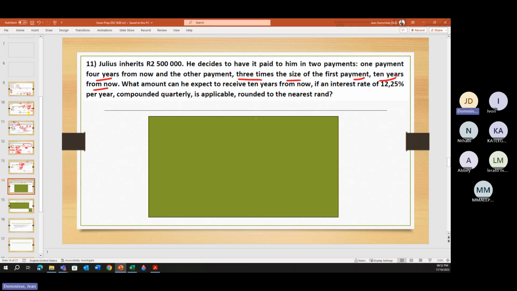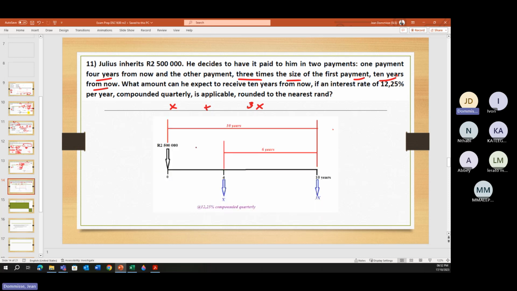It's now one of those that you nearly need to say there's going to be amount X, and there's going to be an amount 10 years from now, and they say it is 3 times the size of X, so that you can narrow that down towards what your answer set is going to be.